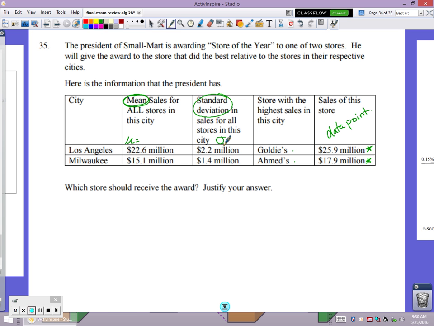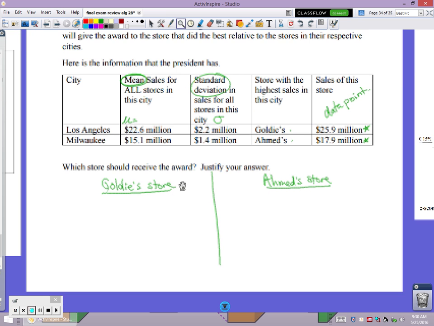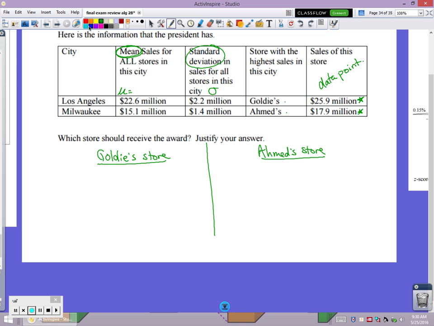Now I think it's a really good idea to organize your information. There's a lot of information, so I'm going to organize it by name. Goldie's store and Ahmed's store. I'm just going to do this so I can organize my paper and know what's going on. I'm going to shift this up a little bit. All right, so which one should receive the award?